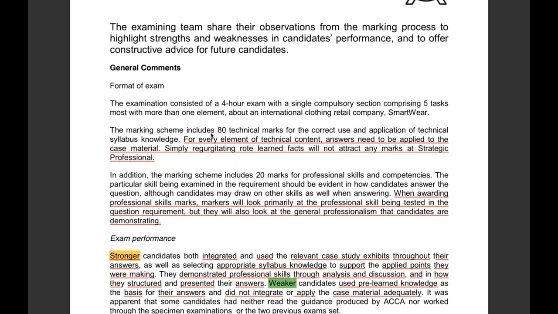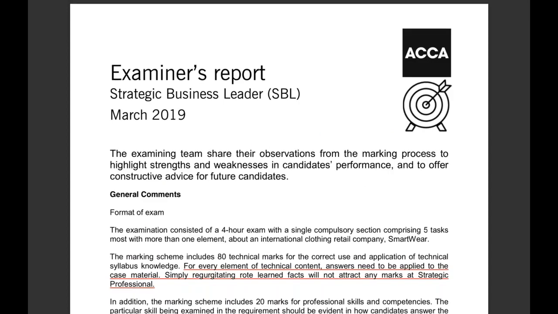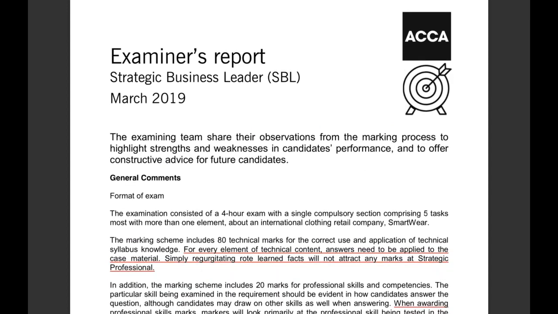Okay, it is good that when you want to actually study your SBL and you want to start answering your exam questions, it's good for you to actually go through the examiner's report. All right, because it's actually giving you some insights on their expectations, so that when you practice, you must make sure that you do the do's and you don't do the don'ts. All right, because in the examiner's report, there's the do's and the don'ts.